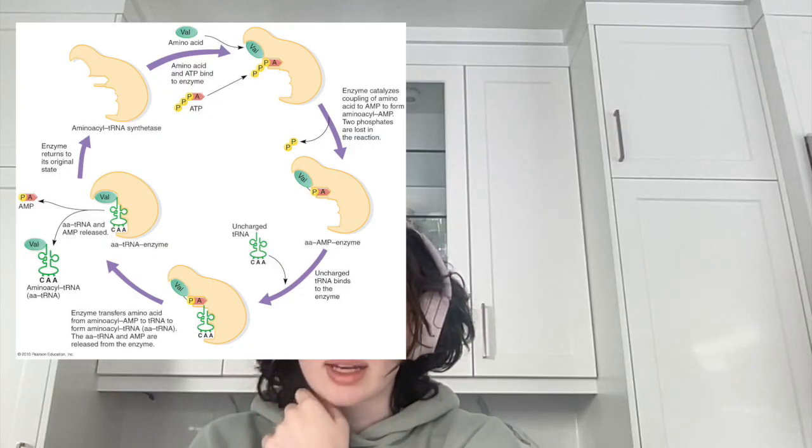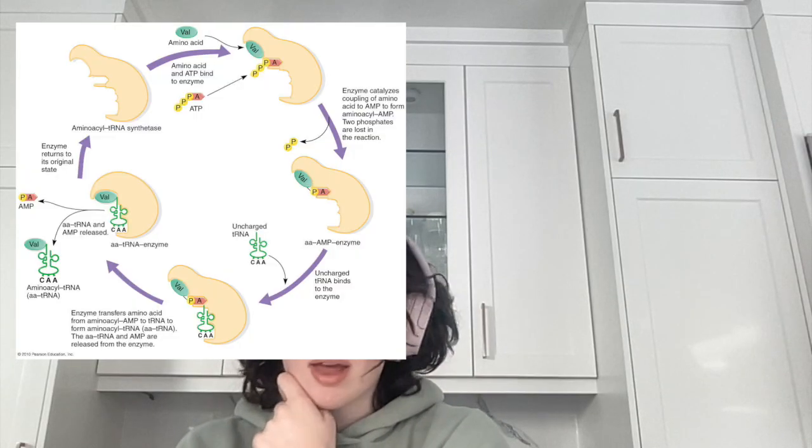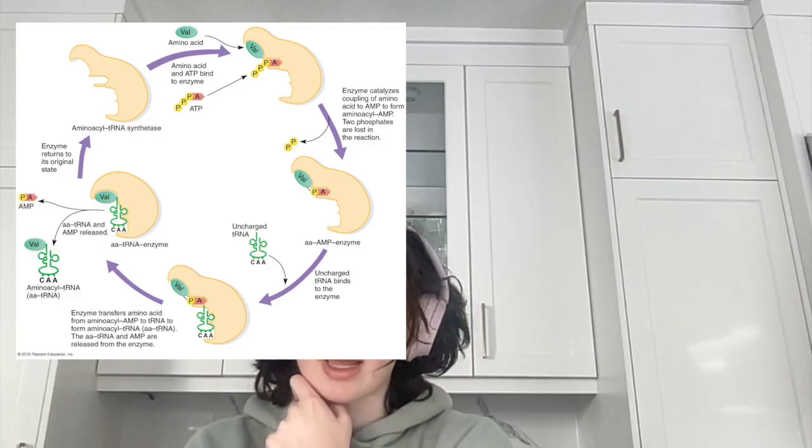The amino acid and AMP bind to the enzyme, then tRNA binds to the enzyme, which transfers the amino acid to the tRNA, producing charged tRNA and AMP. The amino acid is attached to the 3' acceptor stem. Basically, it makes no sense, but we'll get it. I'll put up an image. I just took my notes.